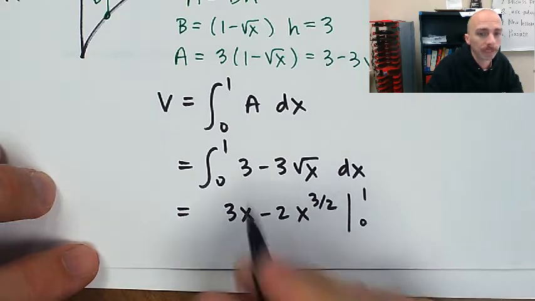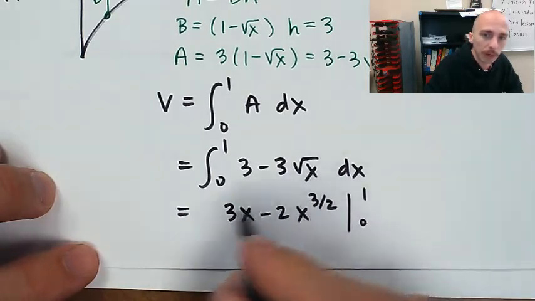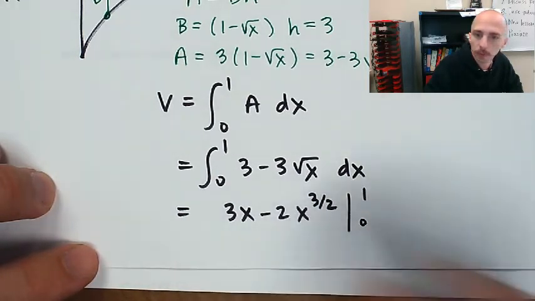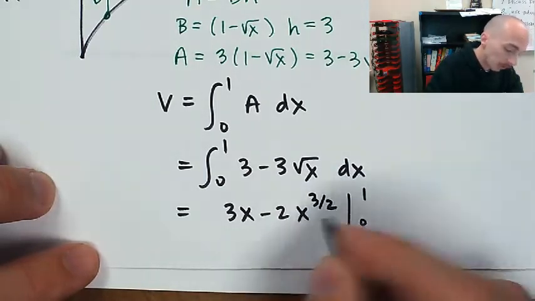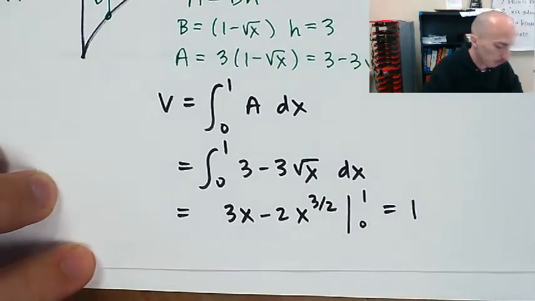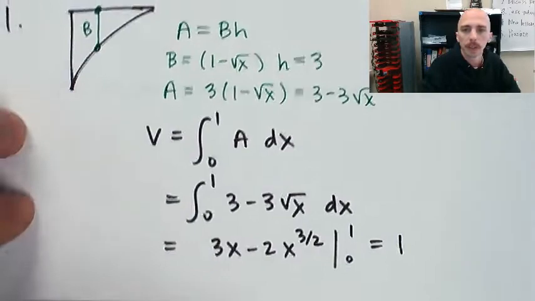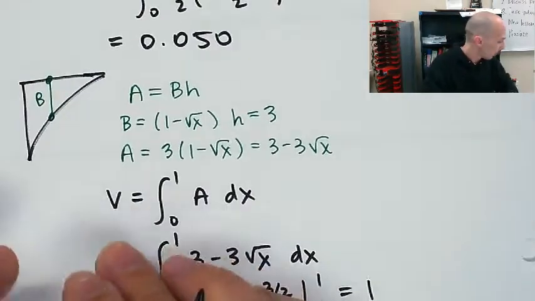Wow. That's really nice, right? Because I now have 3 times 1 minus 2 times 1. And then when I plug in 0, I'd get 0. So this is going to be 1 unit of volume. Okay. That's nice. Okay, that was number 11.